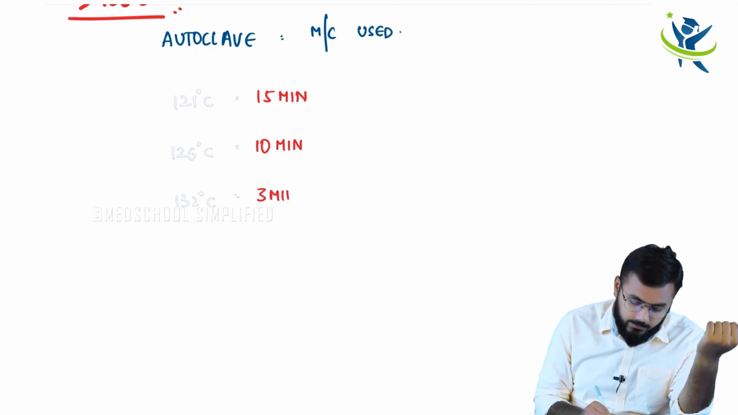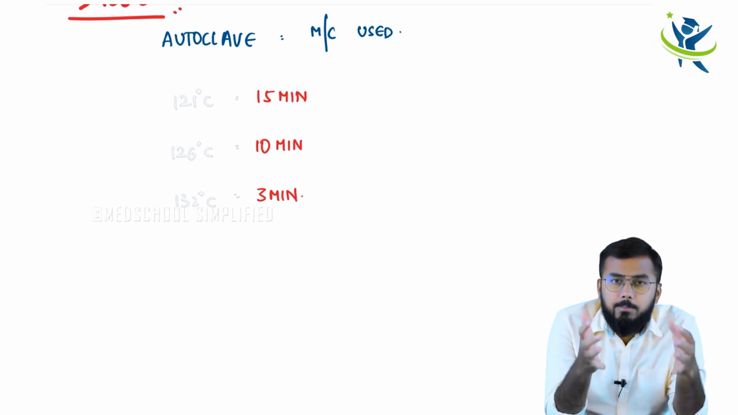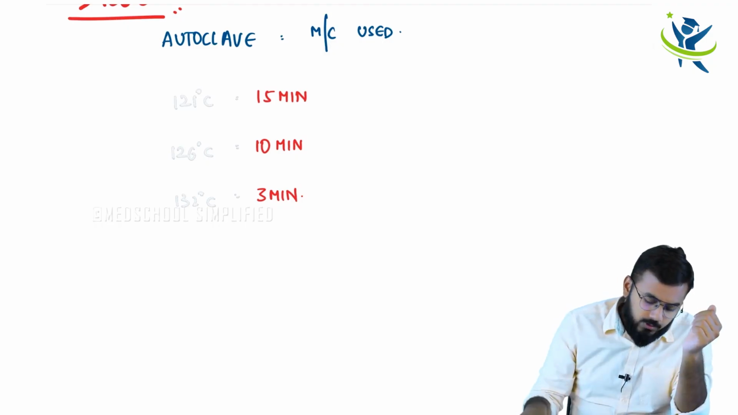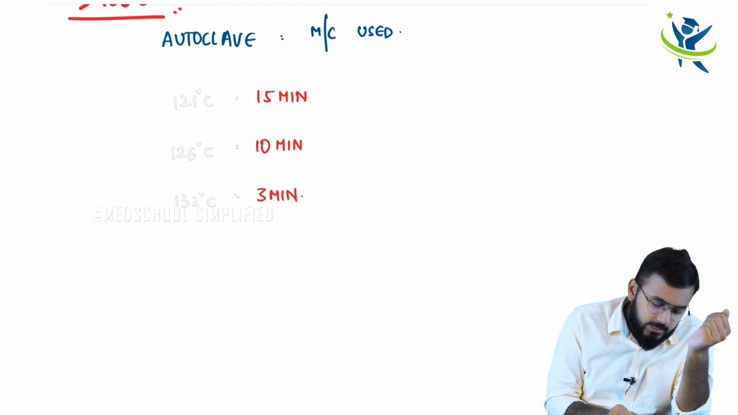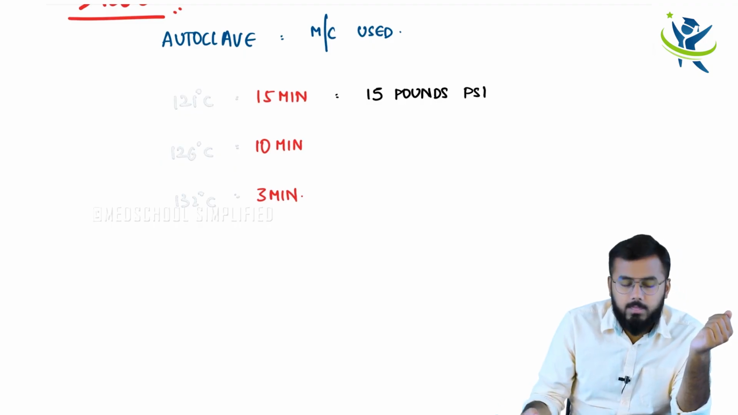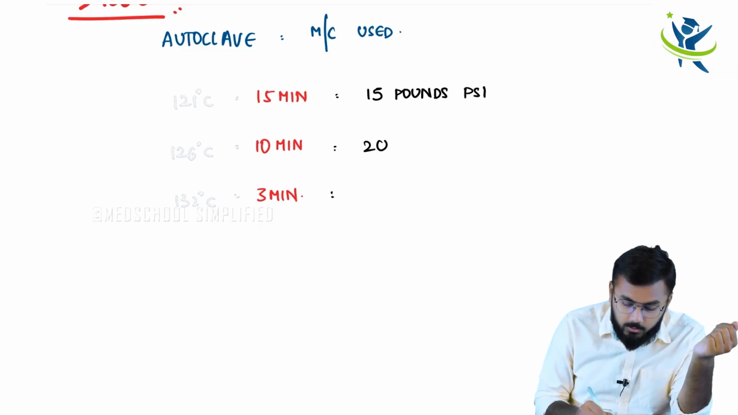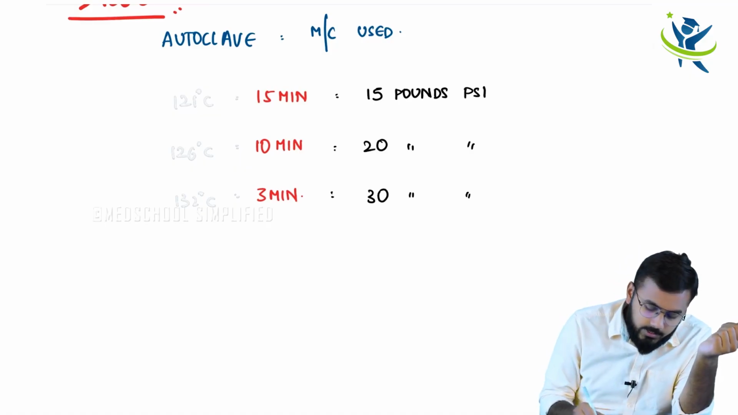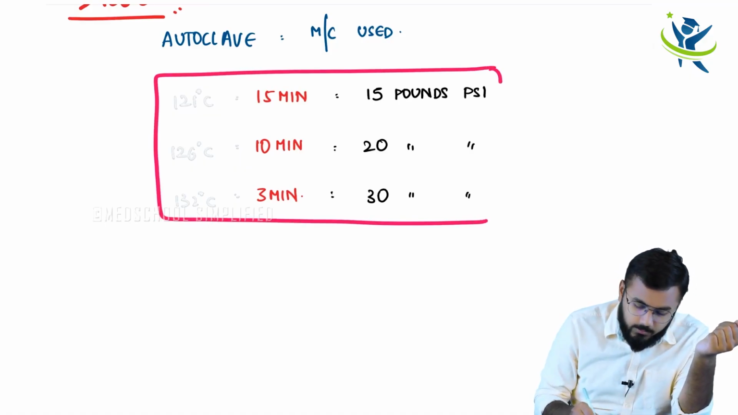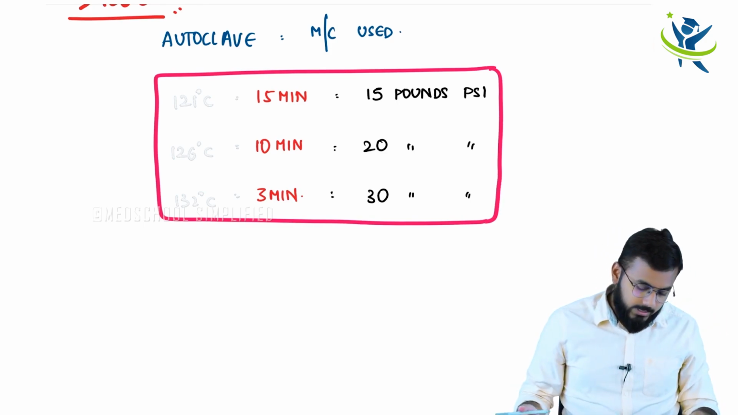That is 3 minutes. And another important thing is that keep in mind, as the temperature is increasing, the pressure also increases. So at 121 degrees centigrade, let us say the pressure is about 15 pounds psi. Then as the temperature is increasing, the pressure also should increase. Then the next one will be 20 pounds, and the next one will be 30 pounds psi. So this is a table which you have to basically remember, guys. Very, very important here.